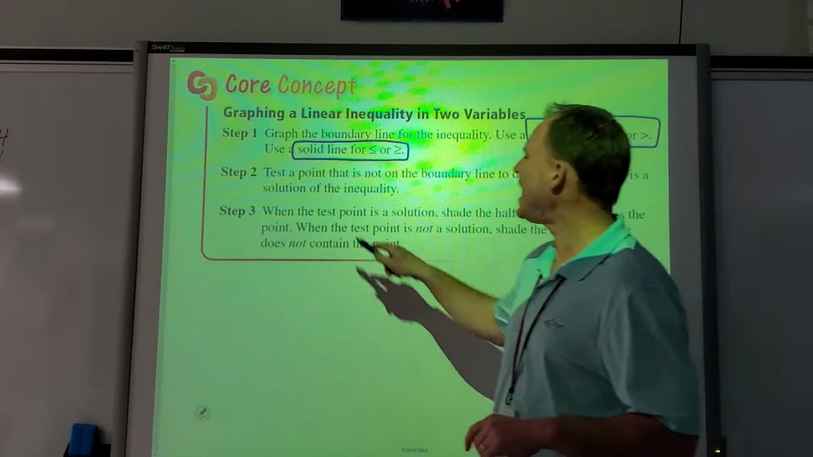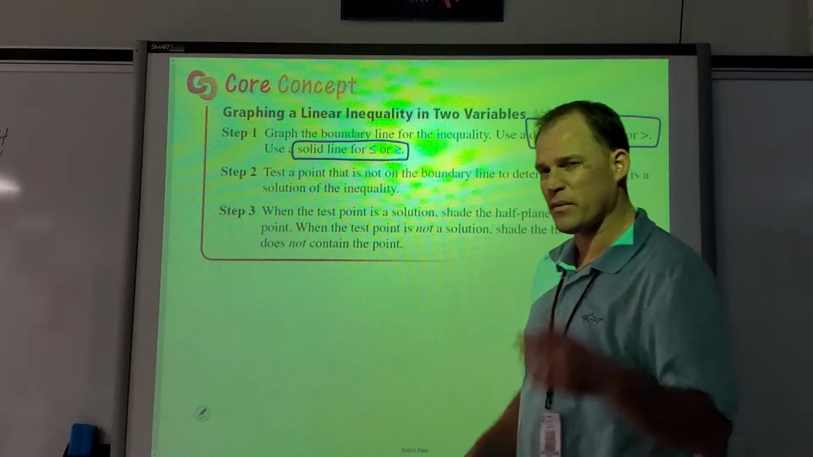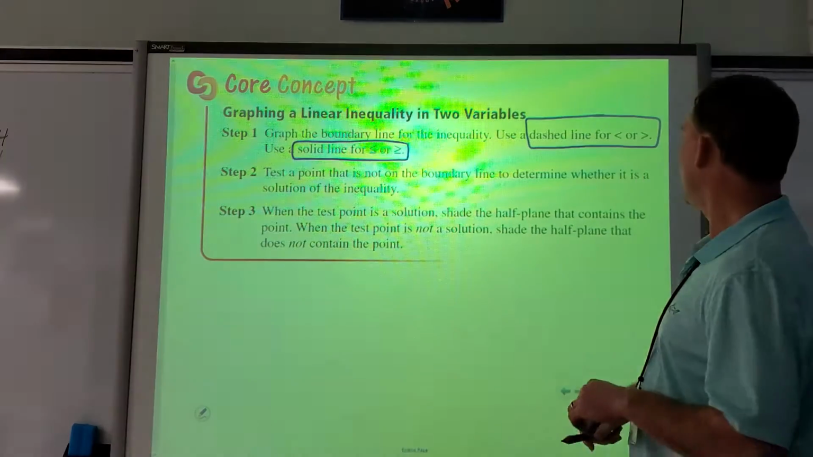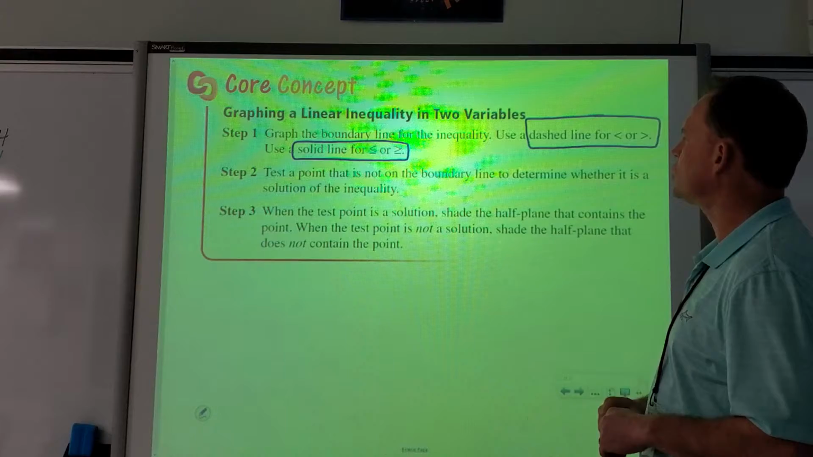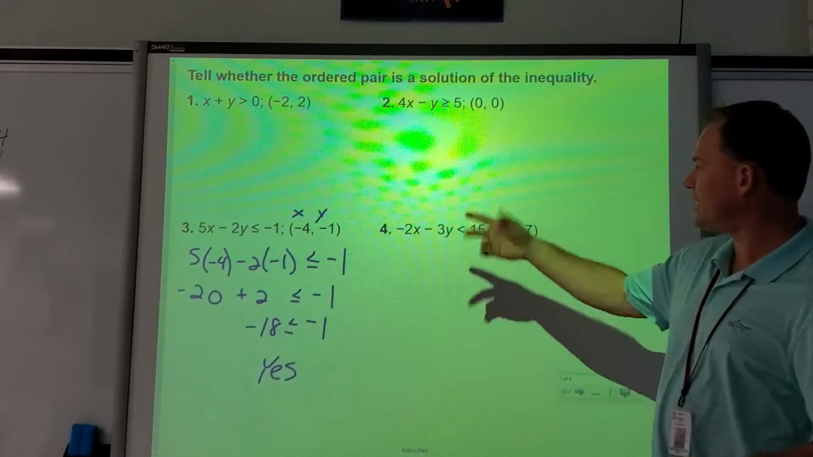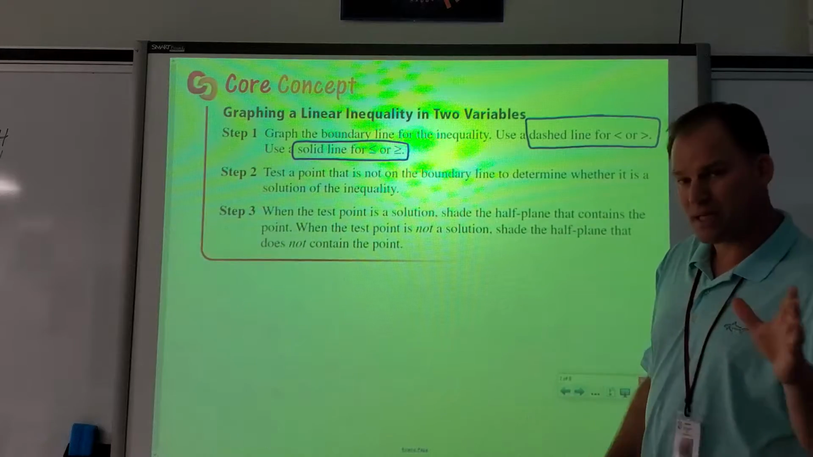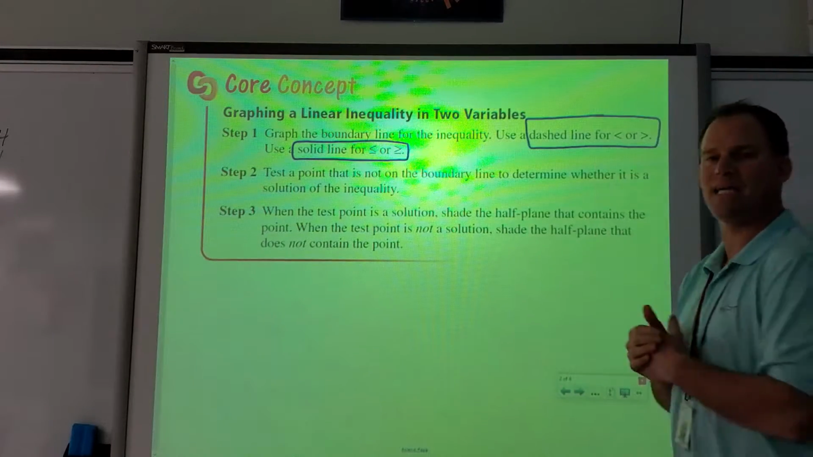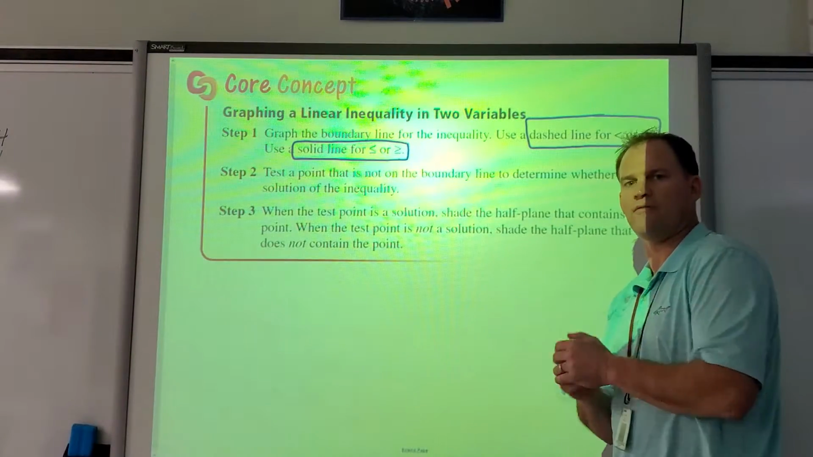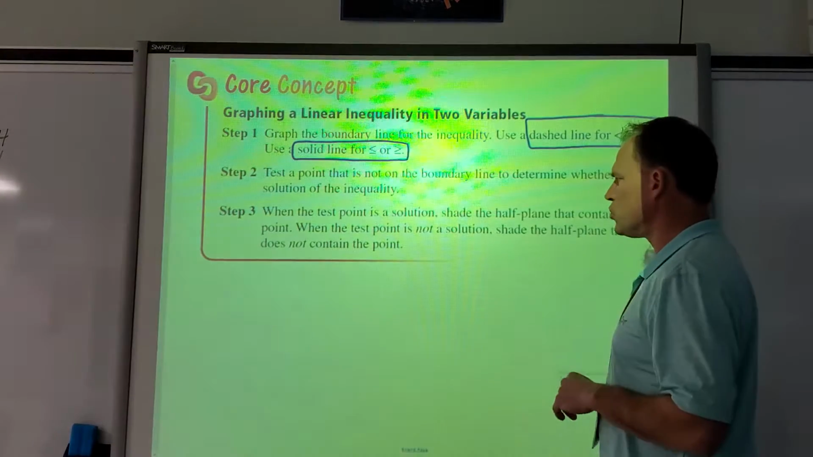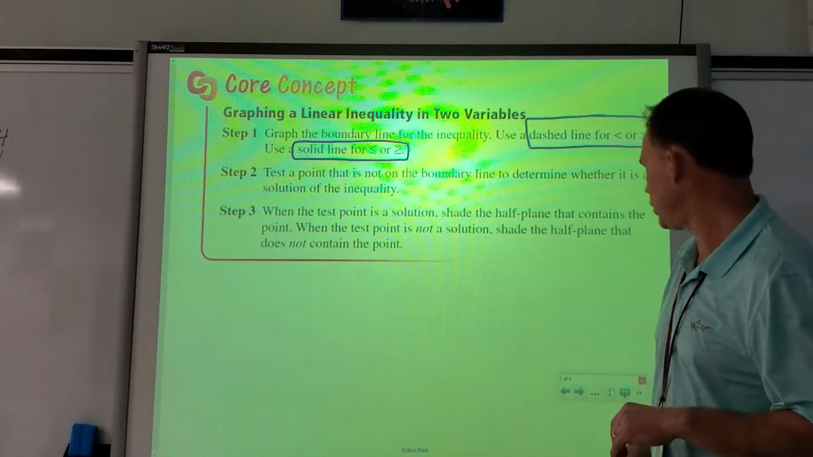And then you test a point. And we're going to talk about how you can test a point, and we're going to talk about a little faster way to do it. Determine whether it is a solution. So you test a point. So basically, you're doing this a lot. We'll talk about easy ways to do it. All right. When a point is a solution, that side is the true side. If you find one true point, every point on that side is true. So we'll do some explanation here.